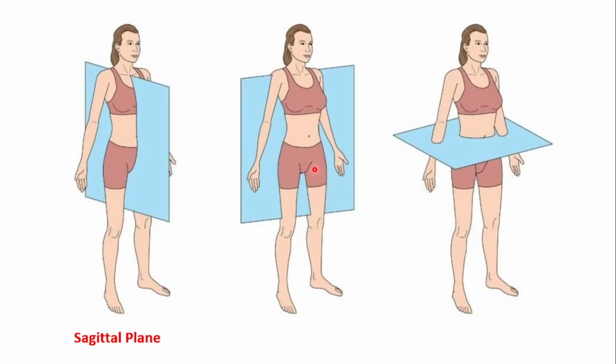Now we have this plane, and this plane divides the body into the front and back part, right? What do we call a plane that divides the body into front and back? That is definitely going to be the frontal plane. And finally, we have this plane that divides the body into upper superior part and lower inferior part. What do we call that plane? That's definitely the transverse plane. So hopefully you got all right.